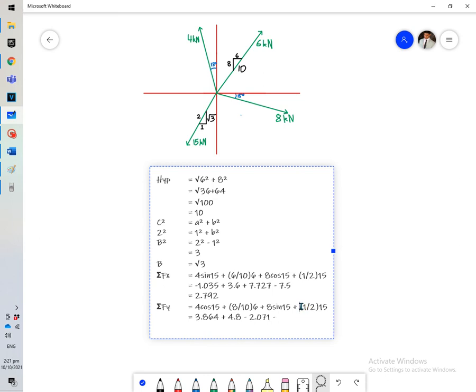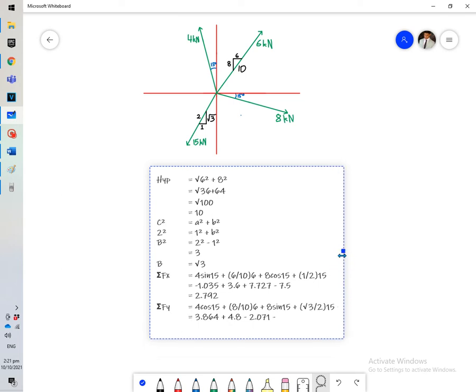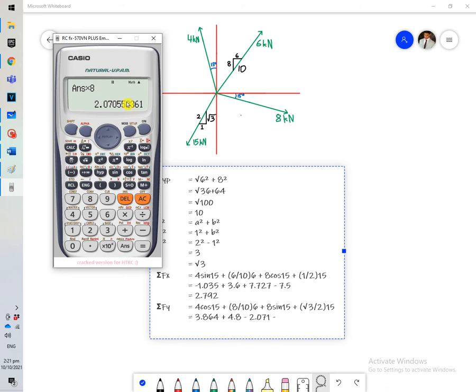So, meron tayo dito, ito mali ito. Dapat square root 3 ito. Square root of 3. Gets mo naman siguro bakit square root of 3, diba? Kasi yun yung parallel. So, square root of 3 over 2. Square root of 3 over 2, so parang 0.866.